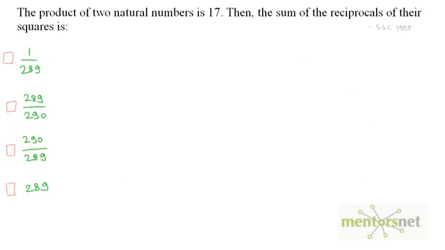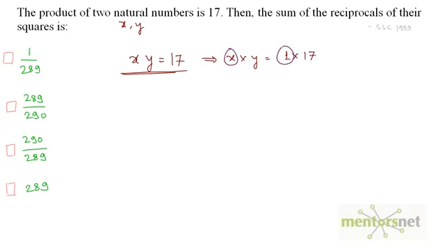The next question, the product of two natural numbers is 17. Then the sum of the reciprocals of their squares is. So let us assume that these two natural numbers are x and y. So the product of x and y is 17. So xy is equal to 17, which has been given to us. So this can be written as x times y is equal to 1 times 17, and we can say that x is equal to 1 and y is equal to 17.